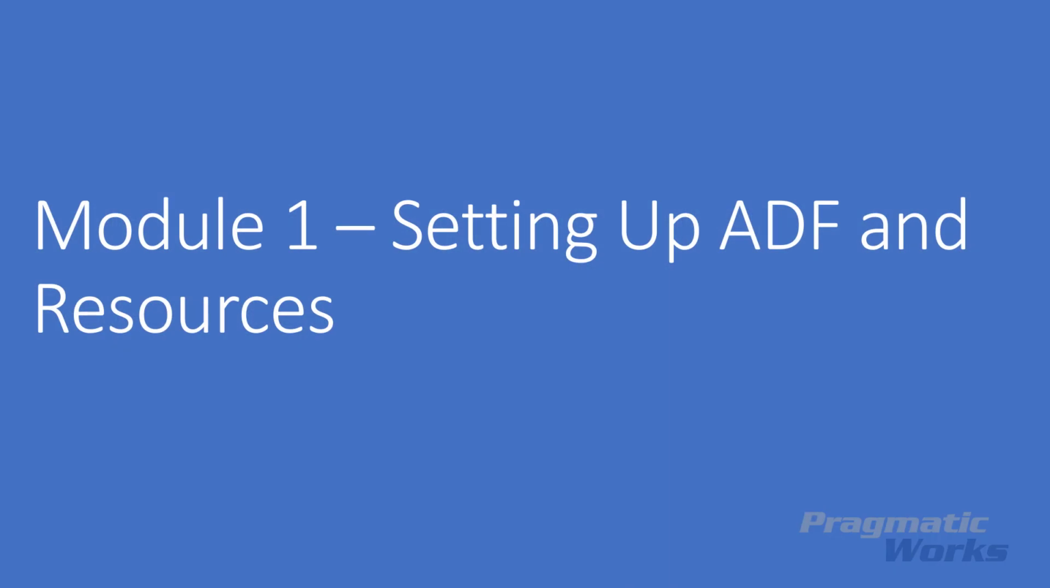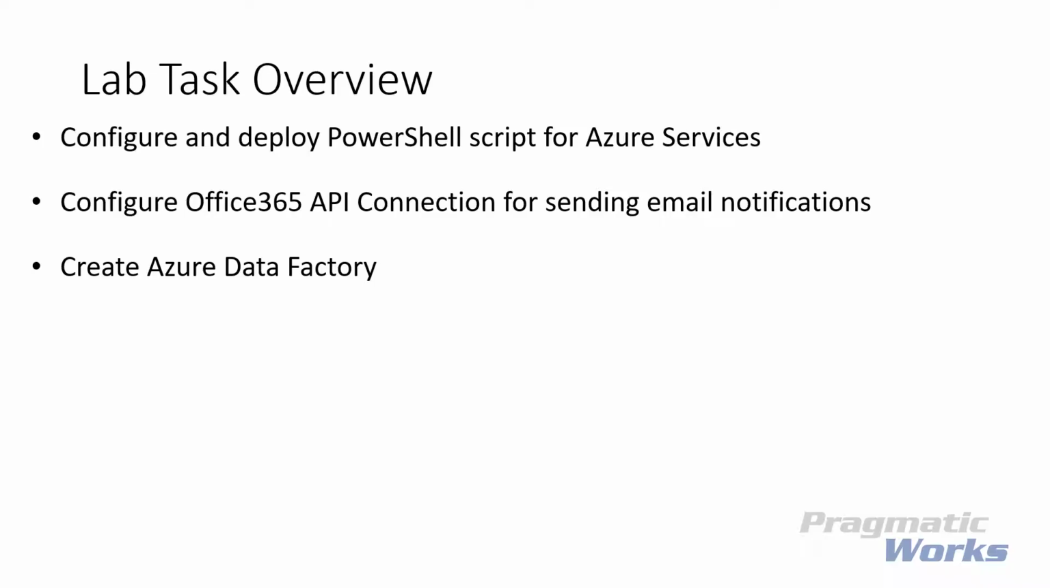This module is about setting up the resources we need to complete the other modules of this lab. In this lab module, we will be using Azure PowerShell to run a deployment script that will create our servers and resources, as well as upload a few files to various locations in our resource group. We will also need to configure an Office 365 API connection for use in sending out email notifications. And finally, we will show you how to create the Azure Data Factory using the Azure Portal Blade.